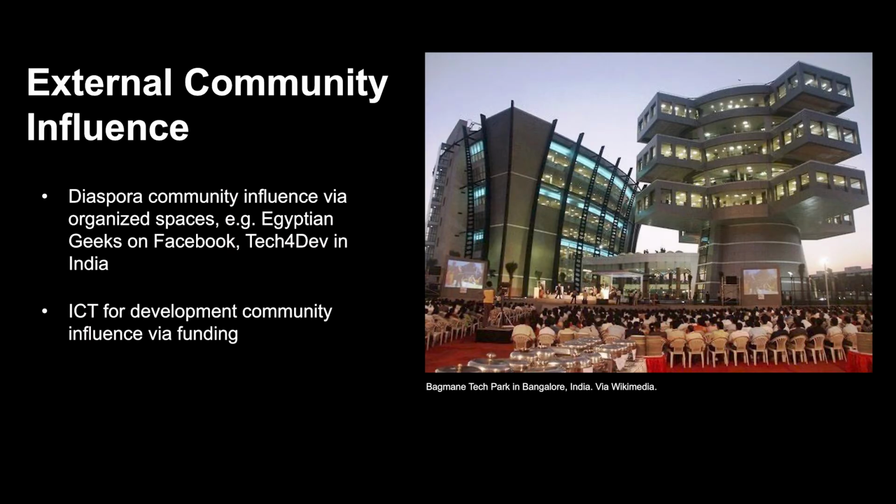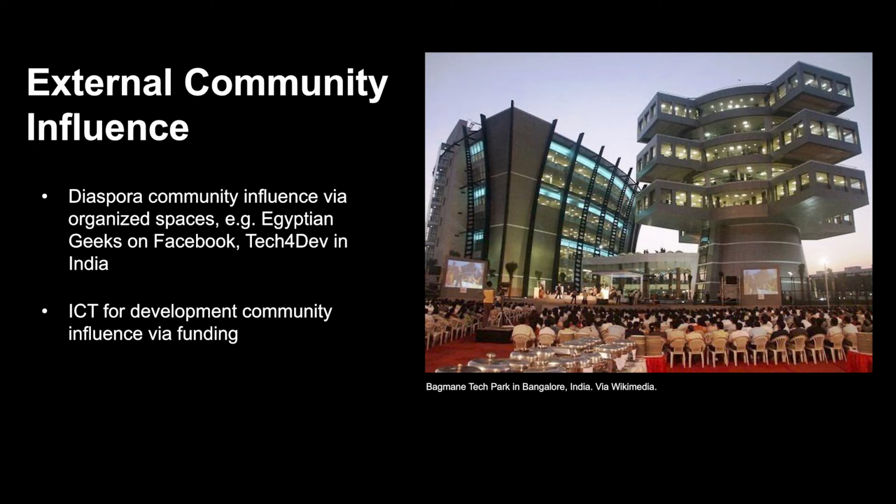Now, another common theme across the 4 countries is around the different types of social structures that allow for external communities to influence the focus and trajectory of open source development in each country. So one big example of this is the diaspora community influence, and this occurs mostly via organized spaces, largely online, but also a little bit offline. And we've noticed this most prominently in Egypt and in India, where the diaspora communities for both these countries participate often in open source development communities online.